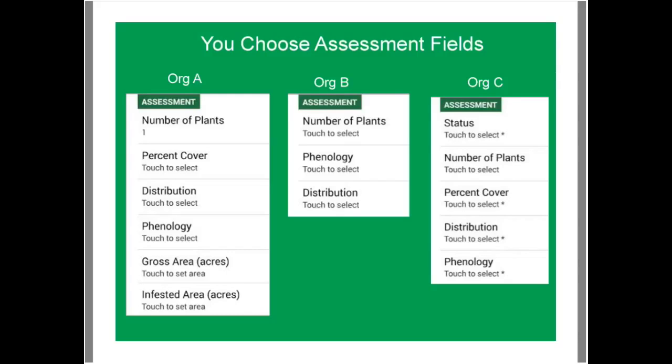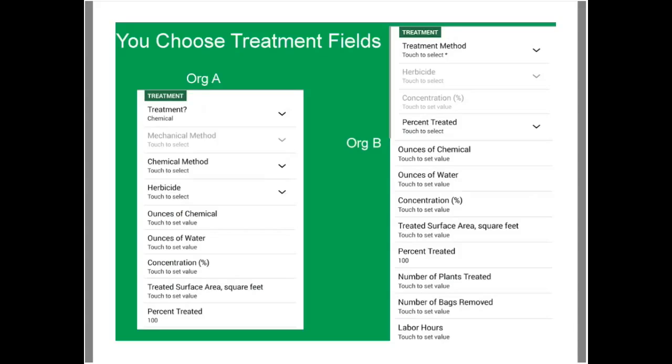Organization C has some asterisks next to what they collect, and that means that those are mandatory for their crew out in the field. They have to collect status, that's if it's invasive or not, what the percent cover is, distribution, and phenology. Number of plants is not mandatory. Treatment fields, again, are mostly for invasive plants. Some organizations like Organization B really need a lot of treatment fields, and Organization A needed fewer than that.